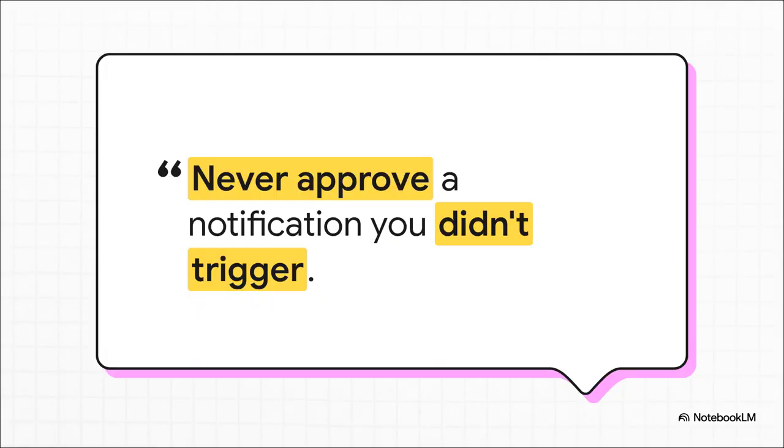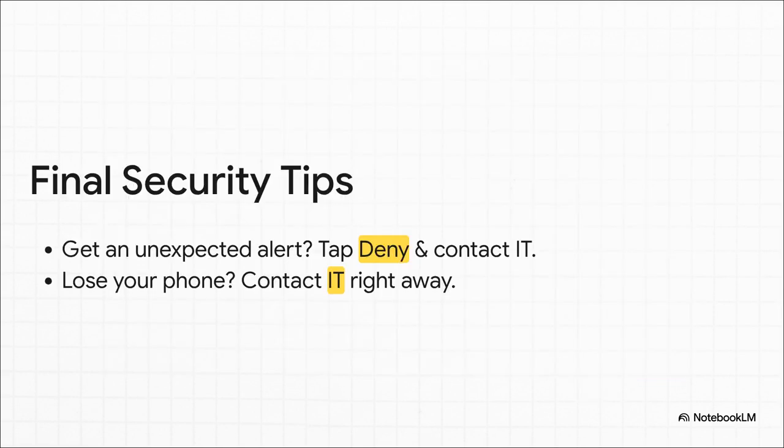Okay, now listen up, because this is the single most important rule to remember from all of this. If your phone buzzes with a login request, and you are not the one trying to sign in, that's a huge red flag. It means someone else has your password. You must tap deny. So let's just recap those 2 golden rules. Number 1, if you get an unexpected login alert, always hit deny and give your IT department a heads up. And number 2, if you ever lose your phone, please contact IT right away so we can help secure your account and get you back up and running.